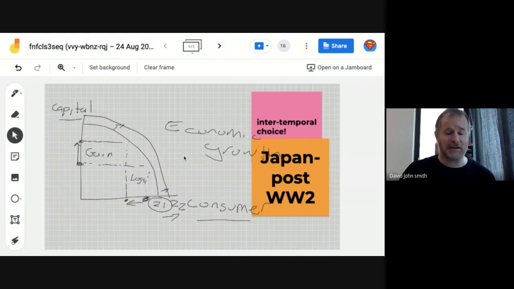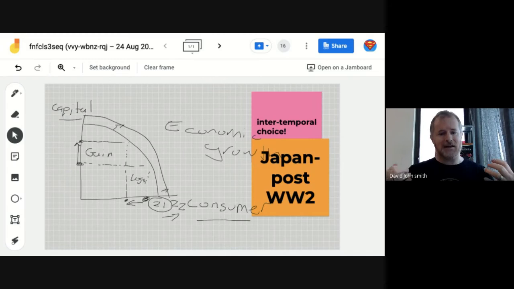In fact, at the time, the Japanese economy grew so fast that it was actually considered to be a miracle because it had grown faster than any economy anywhere in the history of the world up to that point. It was called the Japanese economic miracle. And it was such an amazing situation that it was an economic case study people used to study at university.